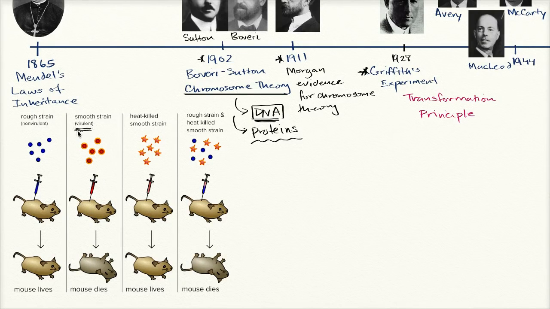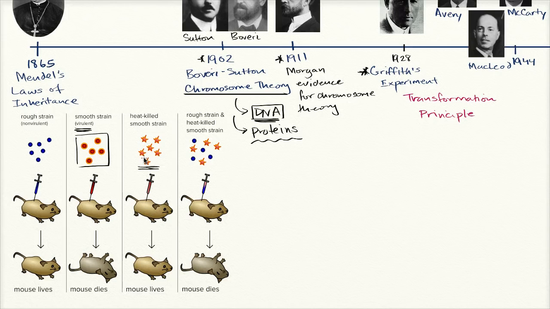This is the virulent strain. This is the one that's actually going to kill the mice. Now, if he took this smooth strain, the virulent strain, and he heated it up so those bacteria were killed, and then he injected those, so this is the heat-killed smooth strain, the mouse still lived because those bacteria were dead.